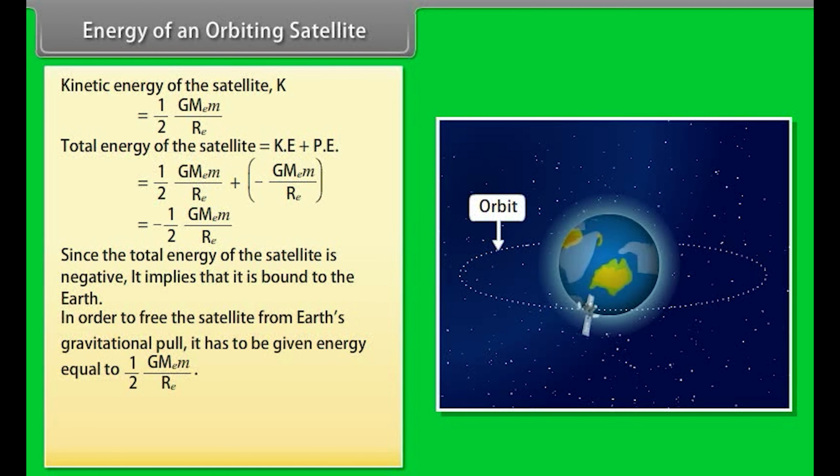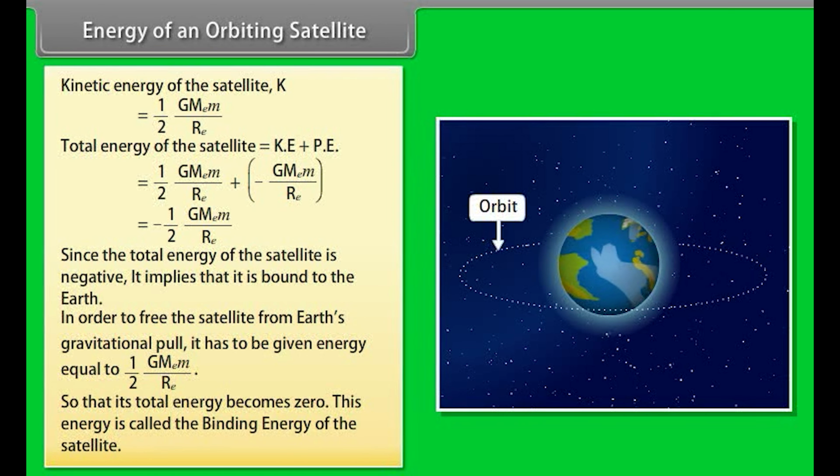In order to free the satellite from Earth's gravitational pull, it has to be given energy equal to 1 by 2 G M_E M divided by R_E, so that its total energy becomes 0. This energy is called the binding energy of the satellite.